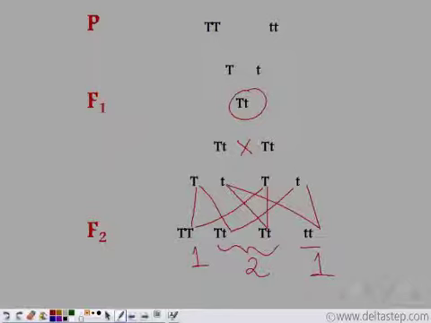So in the second generation, the phenotypic ratio is 3:1 for tall plants and dwarf plants respectively, whereas the genotypic ratio is 1:2:1 for pure tall plants, which have both the genes for tallness, hybrid tall plants, which have one gene for tallness and one for dwarfness, and finally pure dwarf plants, which have both the genes for dwarfness.